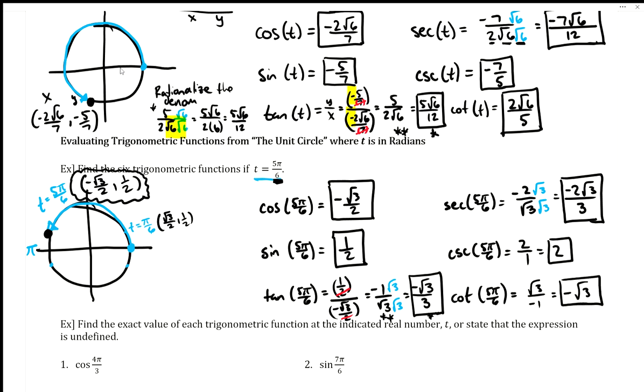So there are our 6 trig ratios based on a t-value. We find those t-values just like that.